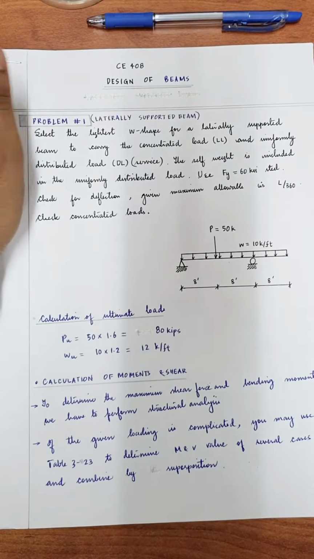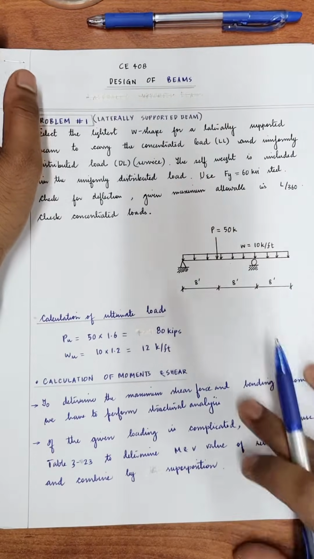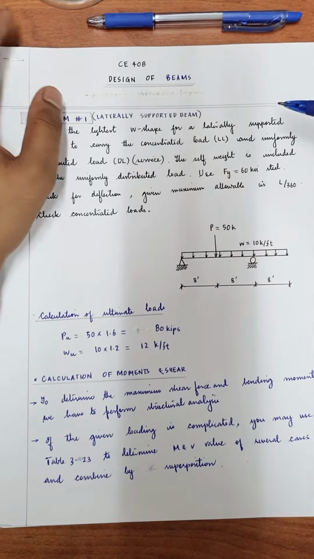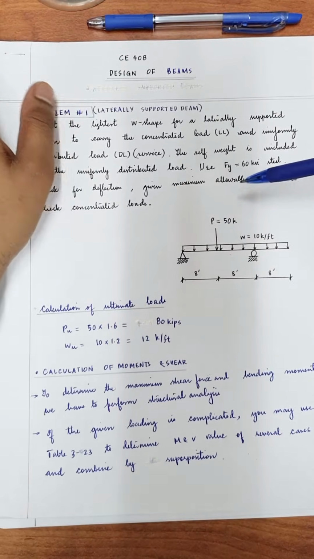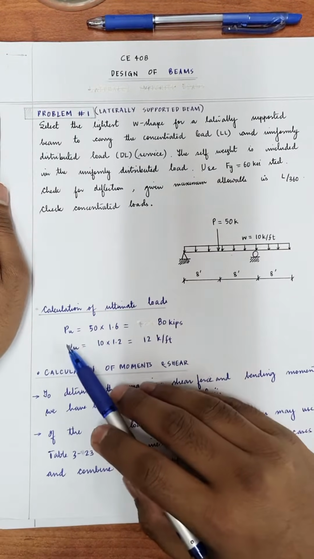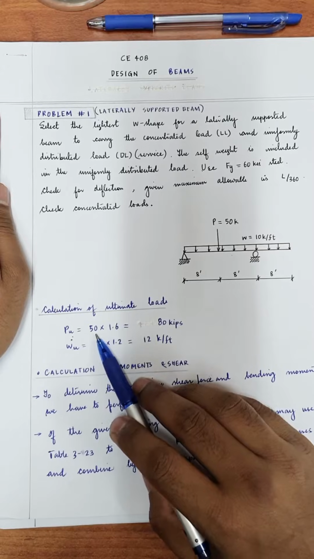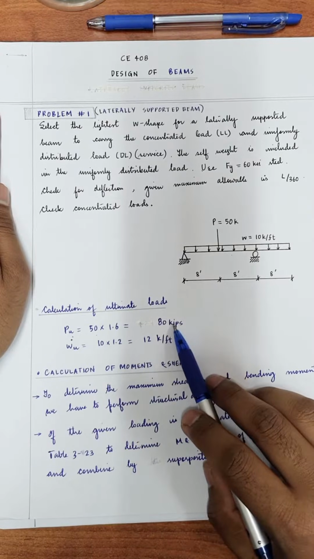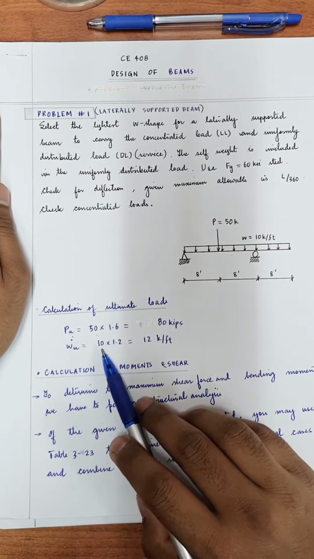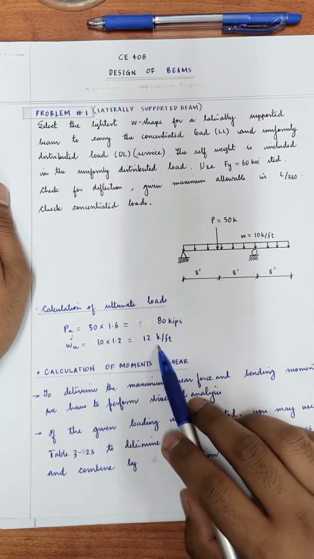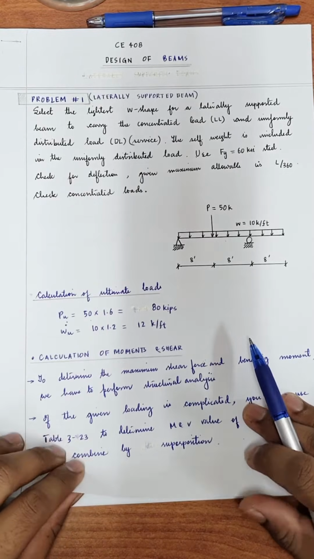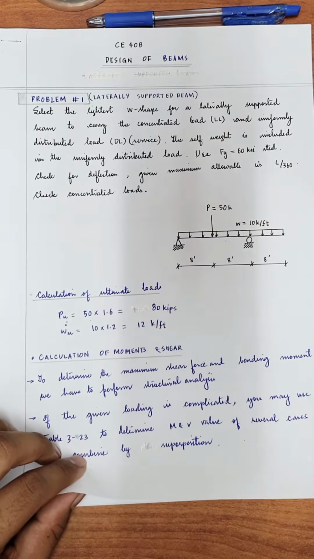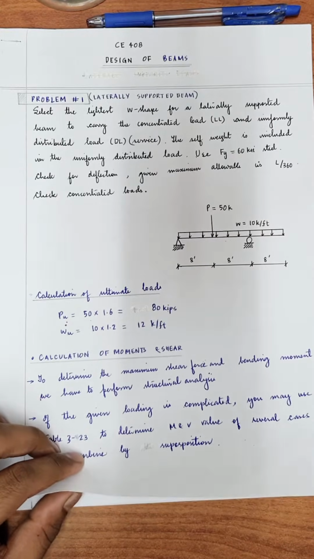And you will also have to check for shear, which is understood. Now, based on the service loads given, we can find the ultimate loads. P ultimate is 50 times 1.6, that is 80 kips. Wu is 10 times 1.2 is 12 kip/ft. Now the next step is to find the maximum moment and maximum shear for this beam.